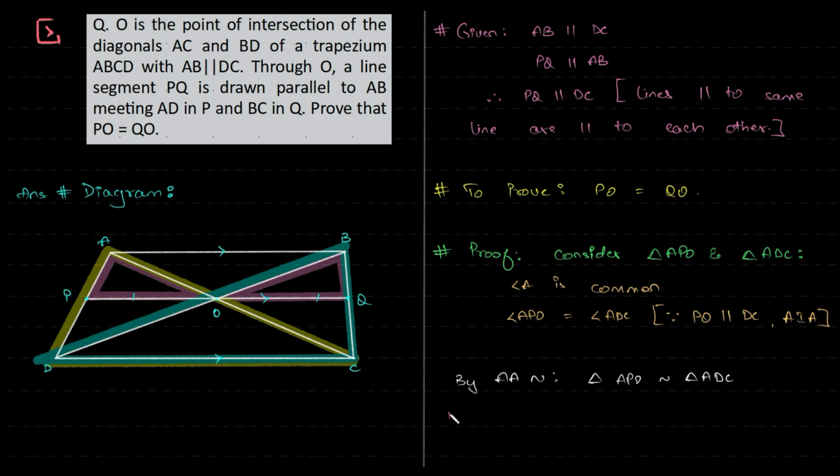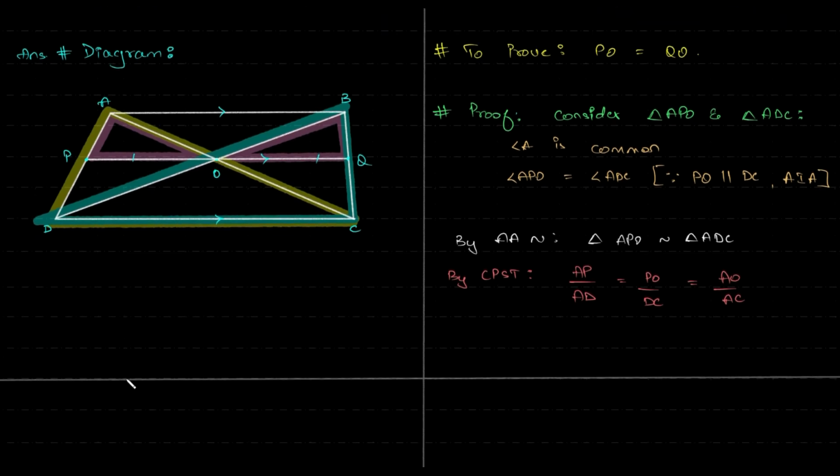So by CPST, what are we looking at? AP by AD is equal to PO by DC is equal to AO by AC. We'll call this equation 1 later on.